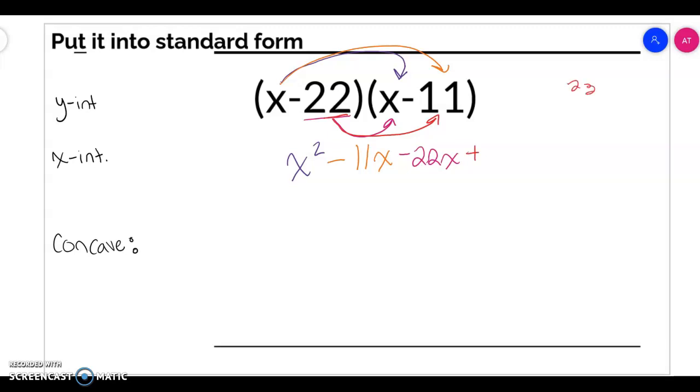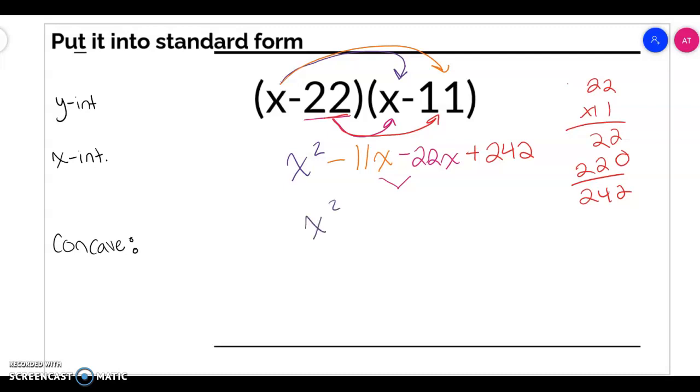Oops. If I didn't know what 22 times 11 was, I can write it off to the side and see that it's going to give me 242. Perfect. Now I can combine my like terms, which is this negative 11x and this negative 22x. Since they're both negative, it's going to become more negative. Think of it as I owe you $11, and I take $22 more from you, I now owe you $33. And everything else can be moved down.